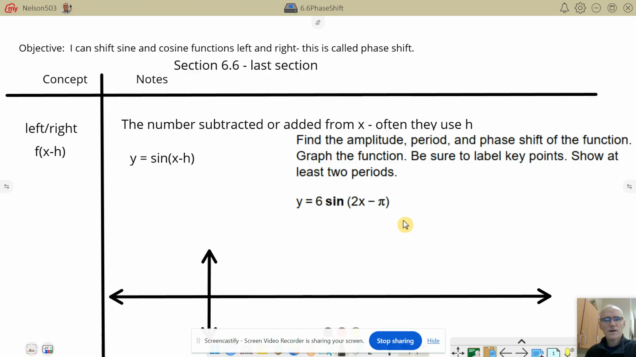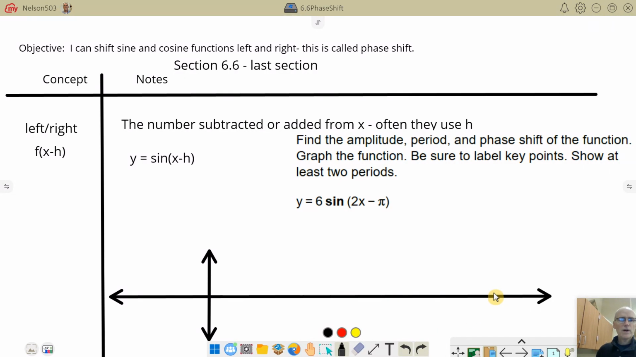All right, folks, I'd like you to set up your notes just like this. So maybe put the video on pause so you can get everything set up. All right, thanks for doing that.